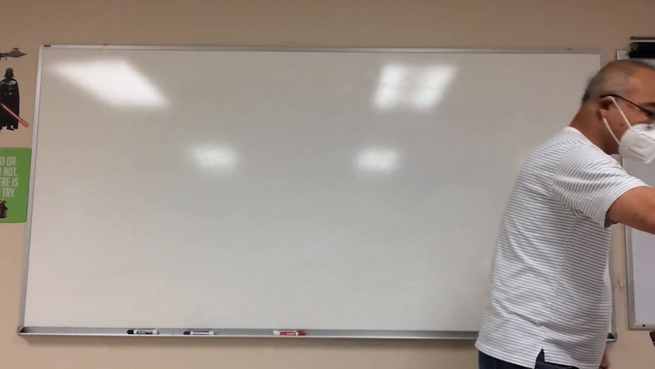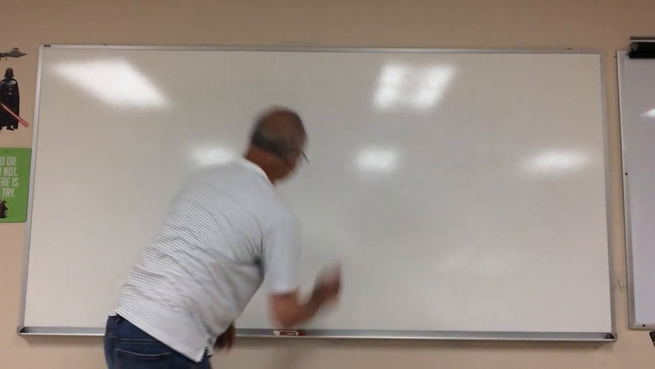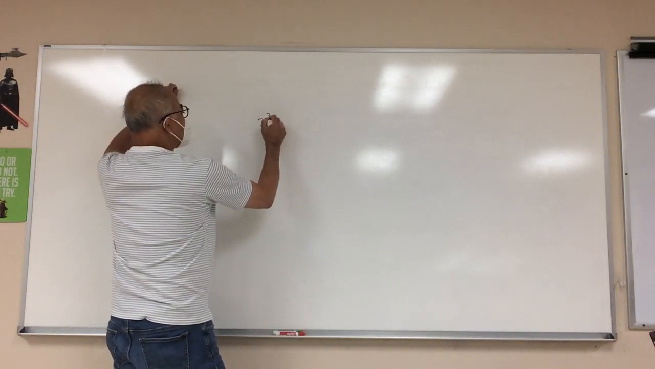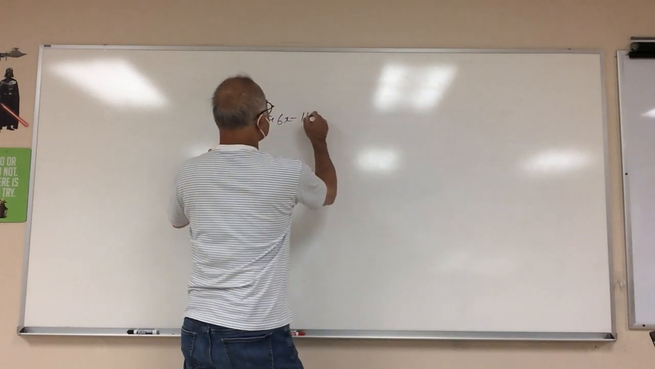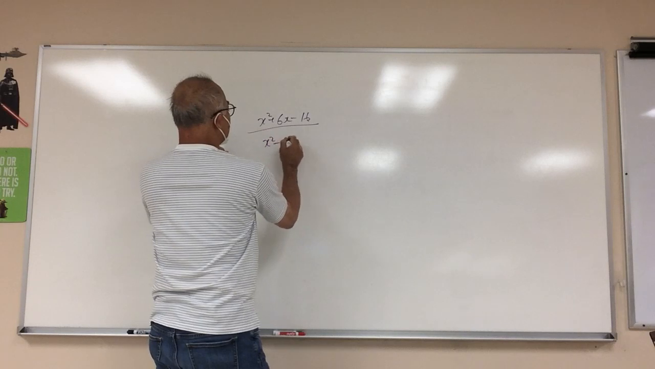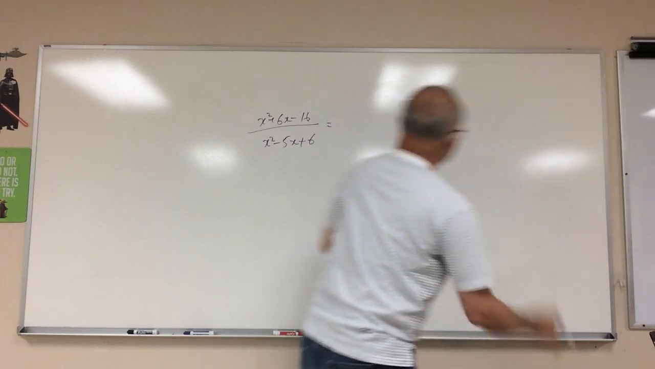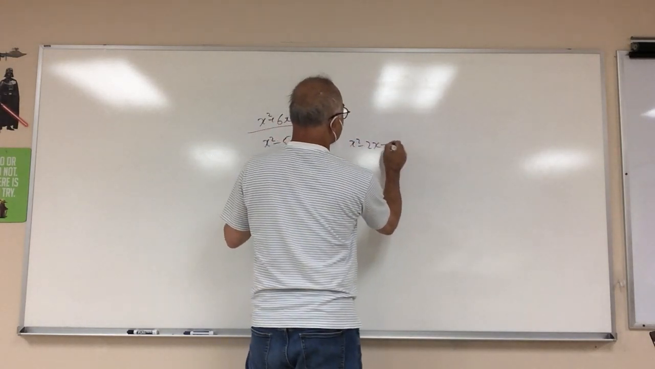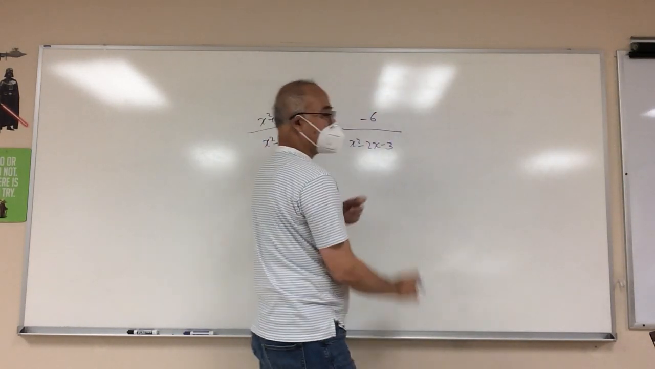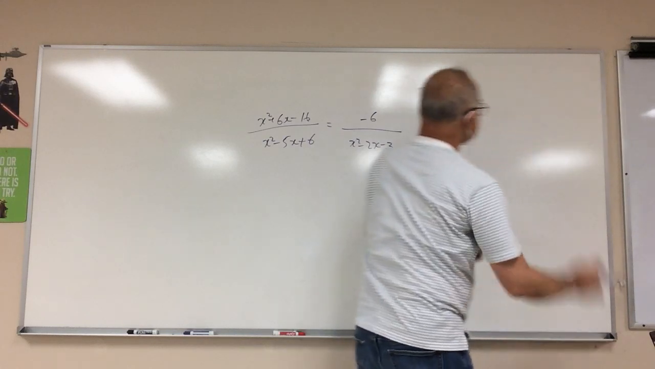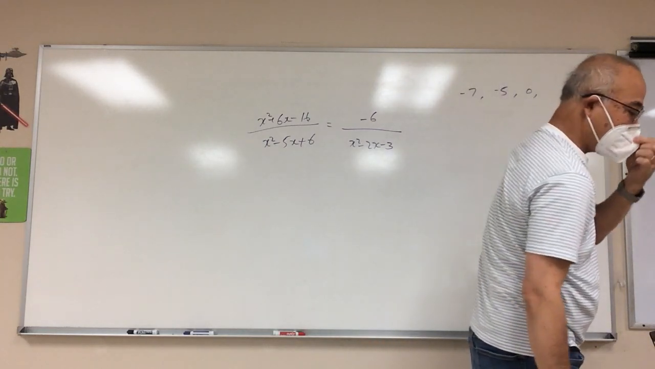Which of the following could be the value of x? Okay, so this is a fairly interesting question. It's actually kind of fun. We have x squared plus 6x minus 16 over x squared minus 5x plus 6, equals x squared minus 2x minus 3 over minus 6, and my choices are negative 7, negative 5, 0, and 6.